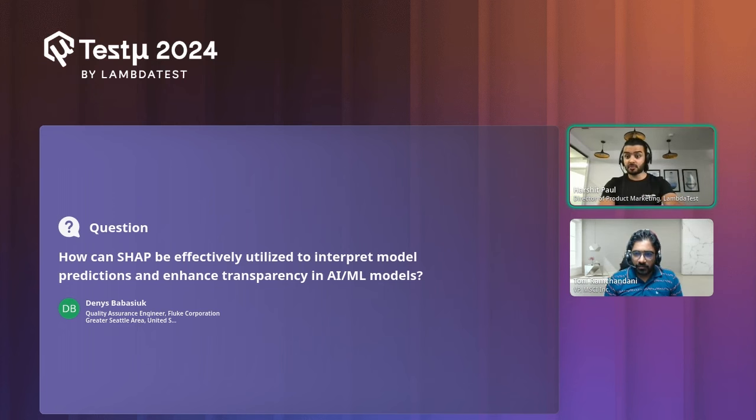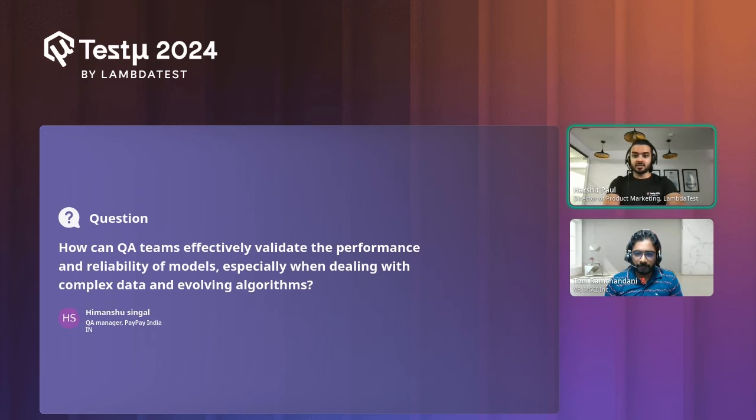We've already extended the time limit, but we'll take one last question. How can QA teams effectively validate the performance and reliability of these models, especially when dealing with complex data and evolving algorithms? See, there is not a single answer to this, Harshit and Himanshu. There's no direct answer to this, to be very honest. I will say it is a bad answer, but it is there. That's what it is, at least I believe for now.